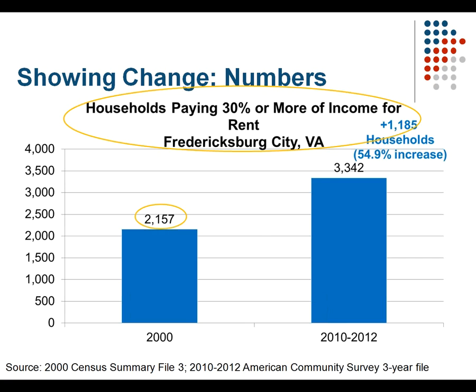and the geography. Second, it's nice to have labels so that people know what the actual numbers are. And third, it's really important to have a source line. And so here's where you'll find the fact that this came from the 2010-2012 American Community Survey 3-year file.